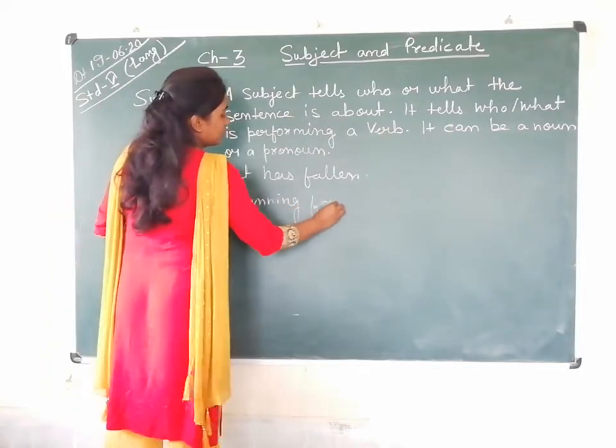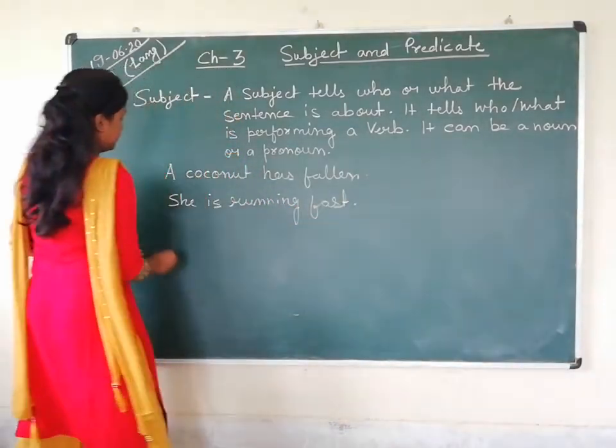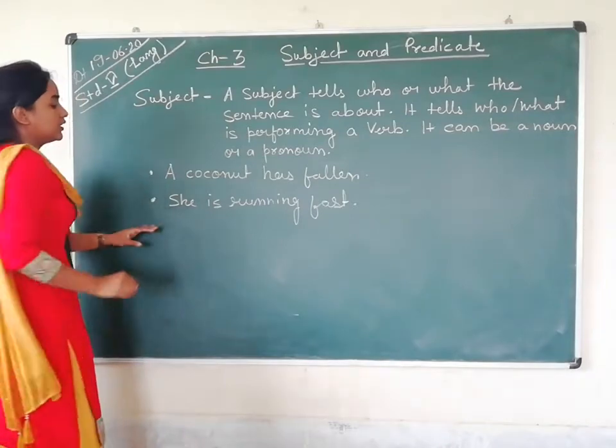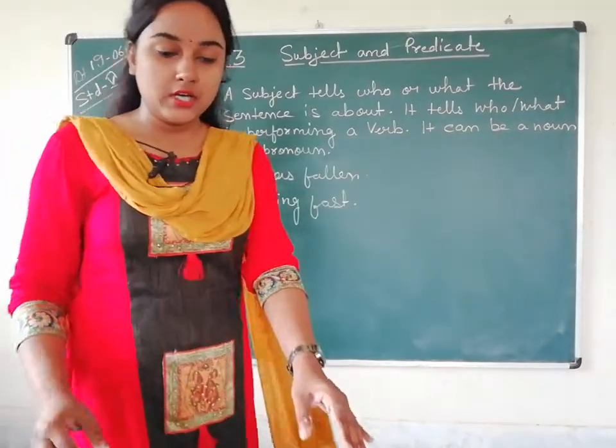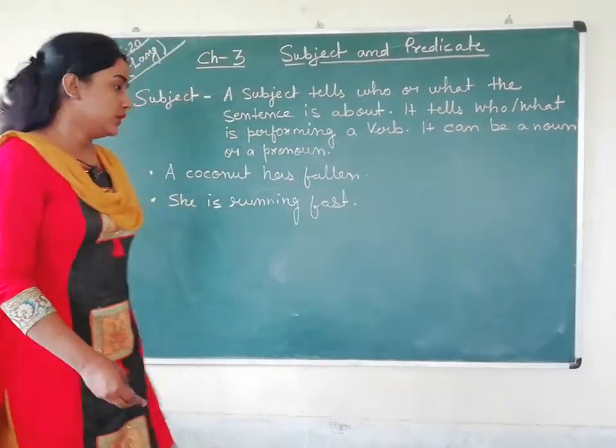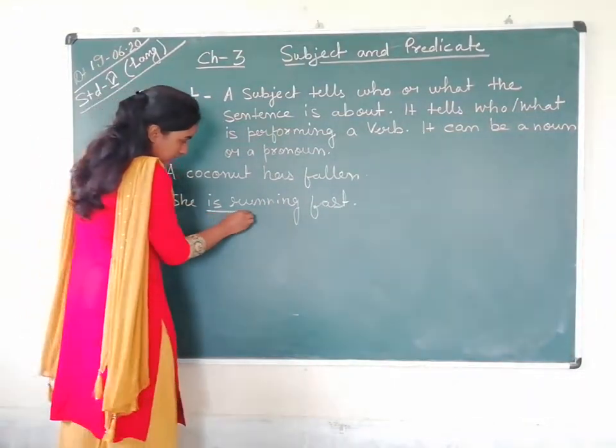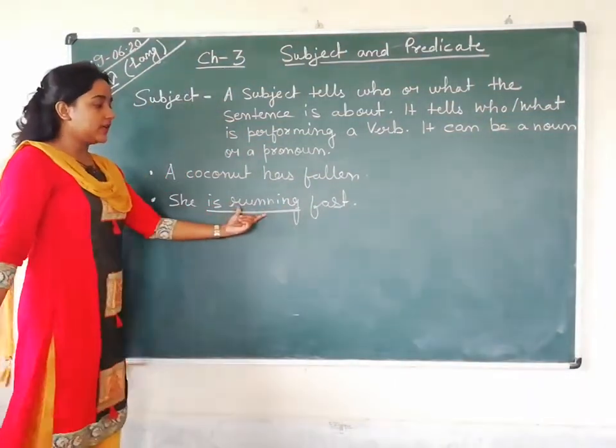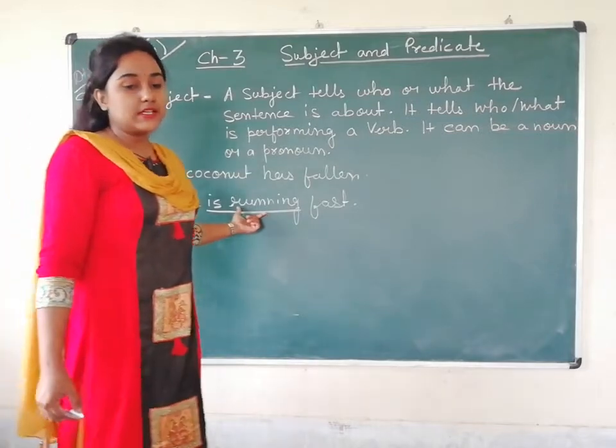Running fast. Okay, this is another sentence. She is running fast. Now what is the verb here? Here the verb is running. Is running is the verb in this sentence.